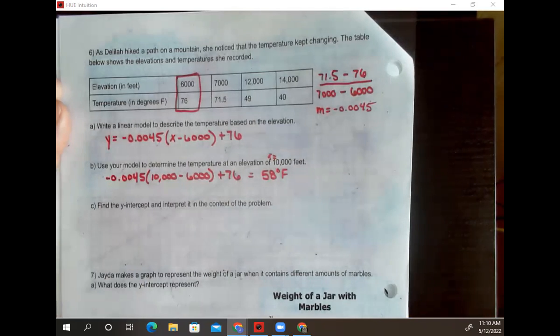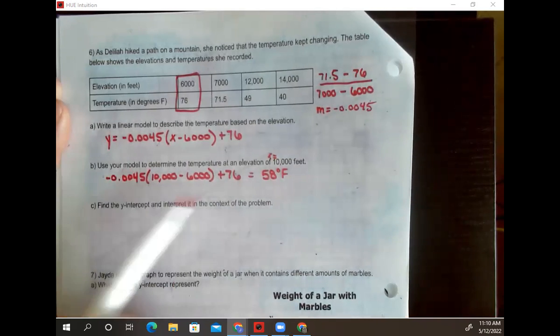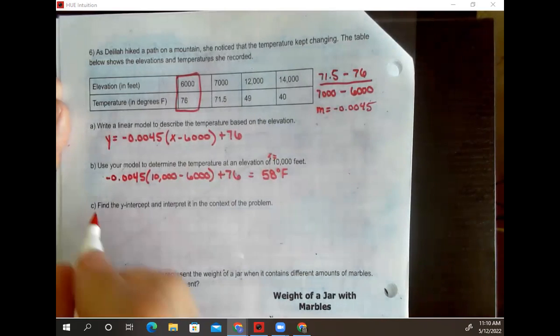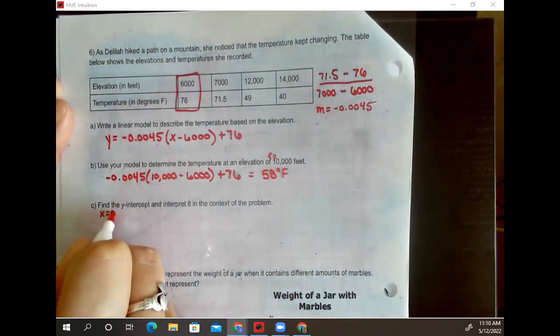Part C asks me to find the y-intercept and interpret it in the context of the problem. We don't have the graph on this one. You could, I suppose, graph this in your calculator and find the y-intercept that way. But we found y-intercepts without having to graph before. We know that the y-intercept occurs when x equals 0.